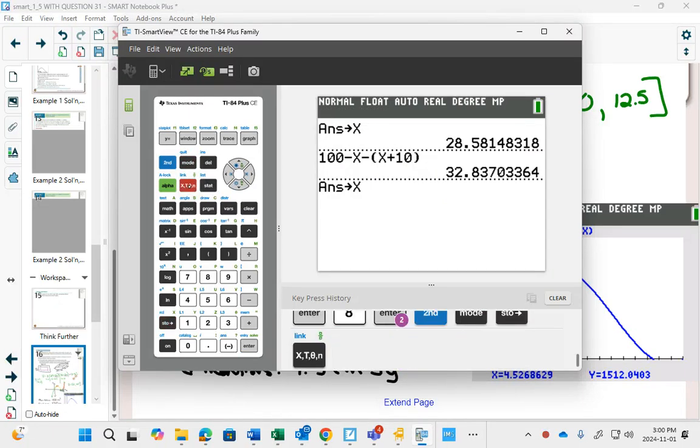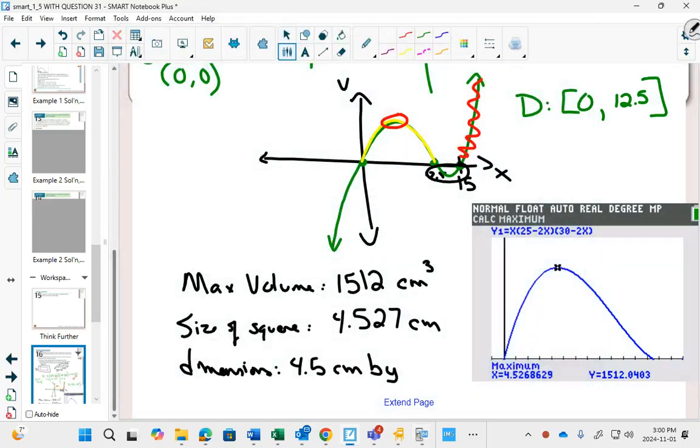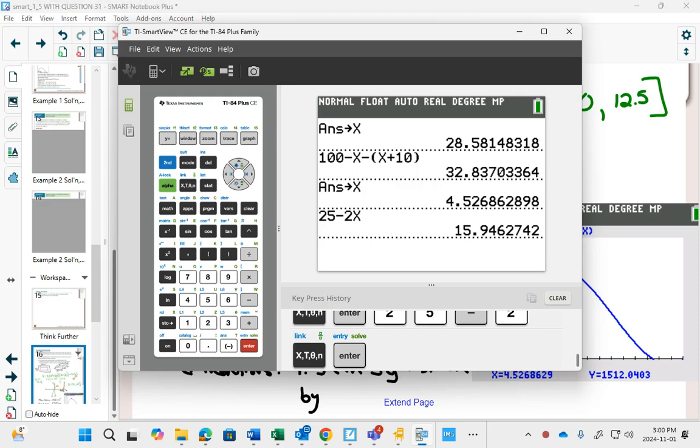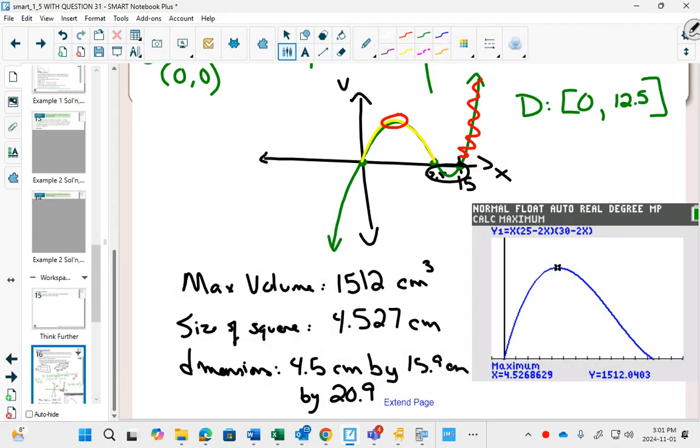you should store this answer as x, because if I do 25 minus 2x, it comes to 15.9, not 16. And if I do 30 minus 2x, I get 20.9, not 21. Can you see yourself just doubling the 4.5 and getting 9? And doing 30 minus 9? This is easy mental math, and writing 21. So it's really easy to round early and get a mistake in this.